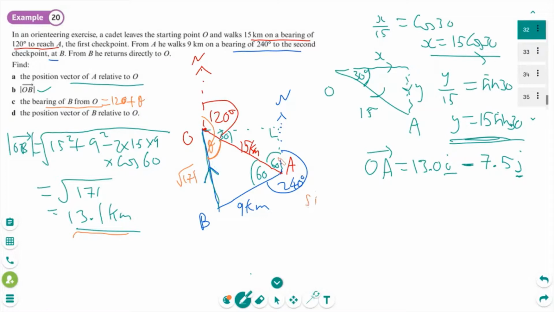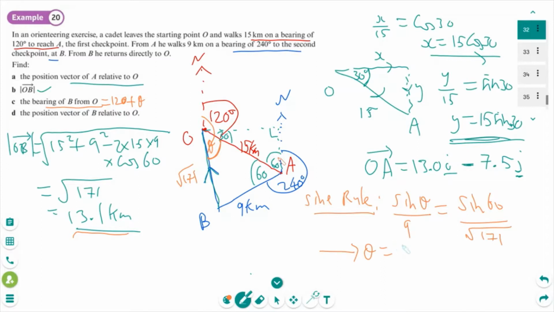By the sine rule, we can say sine theta over 9 kilometers is equal to sine 60 over the exact value of OB, which is root 171. We can use that sine rule equation to find the angle theta inside the triangle. You can check that on a calculator, it's about 37 degrees.